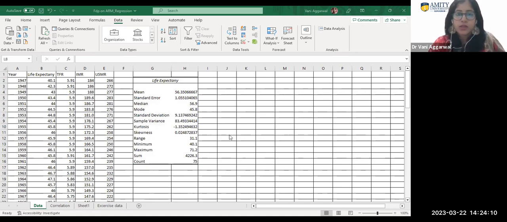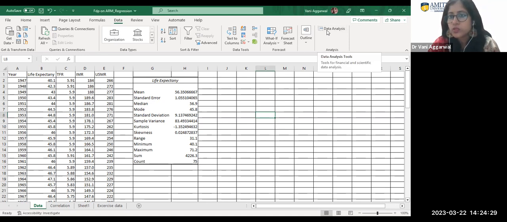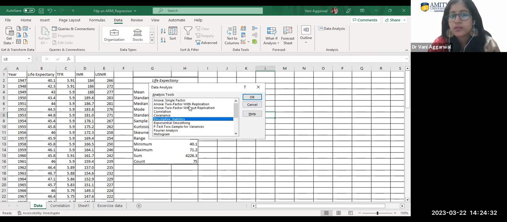So here is what I have got. The results are important, but the interpretation is equally important. Please explain once again, ma'am. Okay, I'll do it once again. You go to data analysis. When you click on data analysis, there is this box in front of you, descriptive statistics. Click on descriptive statistics and then click on OK.